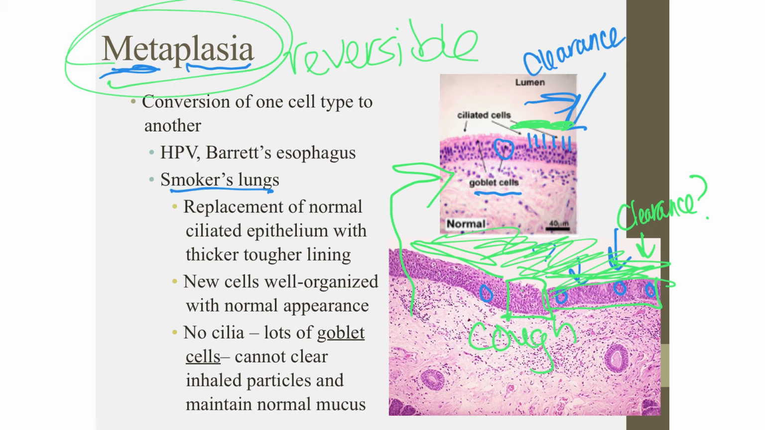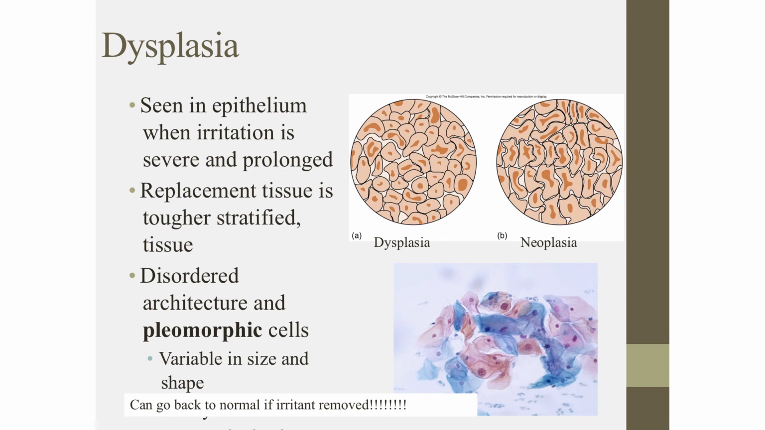Because if it is not reversed, and now we have a different tissue type, which does not look like the parent tissue, then it becomes more likely that we make errors in copying those cells. That is what we start to see in dysplasia. Dys means bad or deranged. Dysplasia, a deranged substance. This is when there is very severe, prolonged irritation.